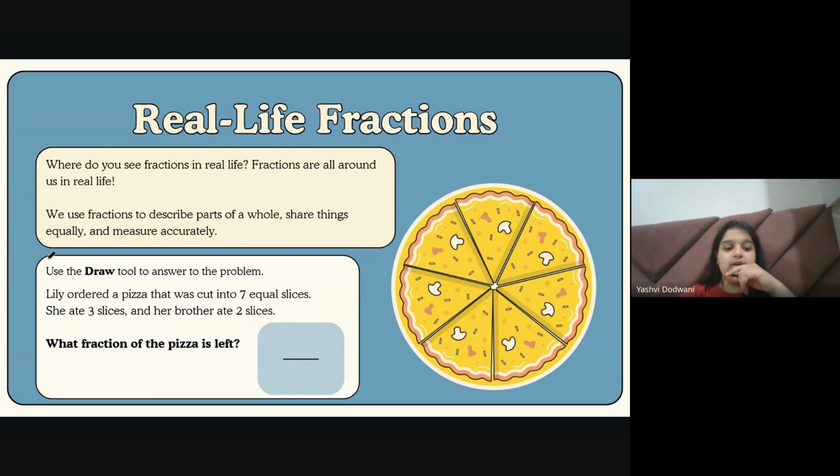Okay, now let's see what it's saying. Use the draw tool to answer the problem. Lily ordered a pizza that was cut into 7 equal slices. She ate 3 slices and her brother ate 2 slices. What fraction of pizza is left? Please answer in the chat.